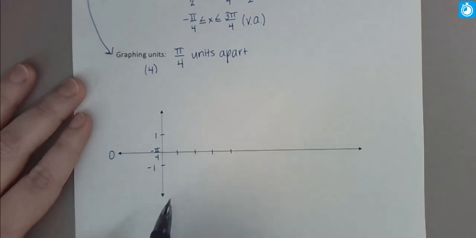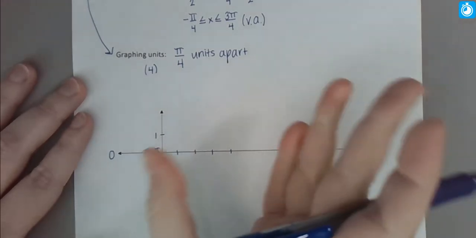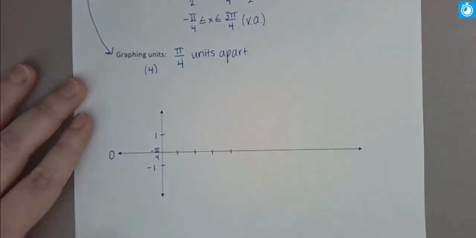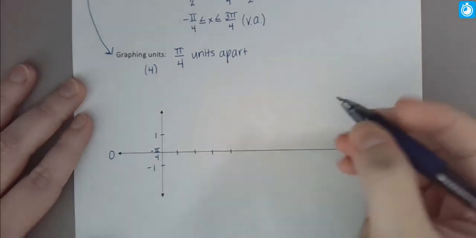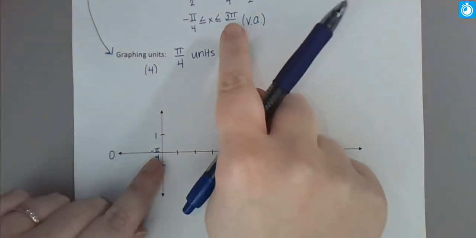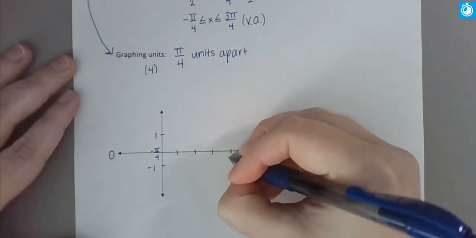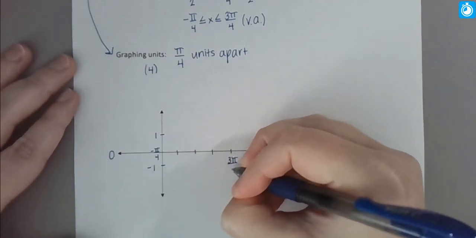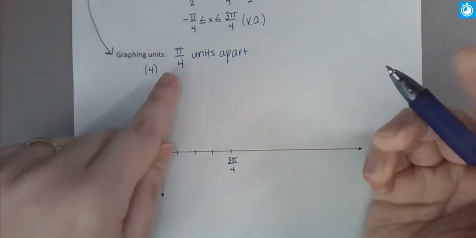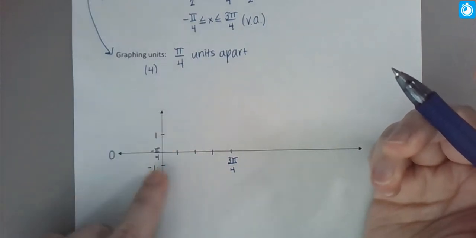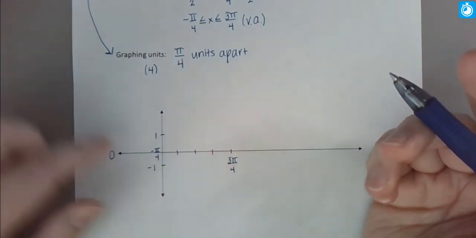For this one, the graph doesn't really stretch. It's going to be kind of compressed together. So I would graph these a little bit closer together. So we're starting at negative pi over 4, and we know we're going to end at 3 pi over 4. And in between, we're transitioning by pi over 4 units to go from one key location to the next.